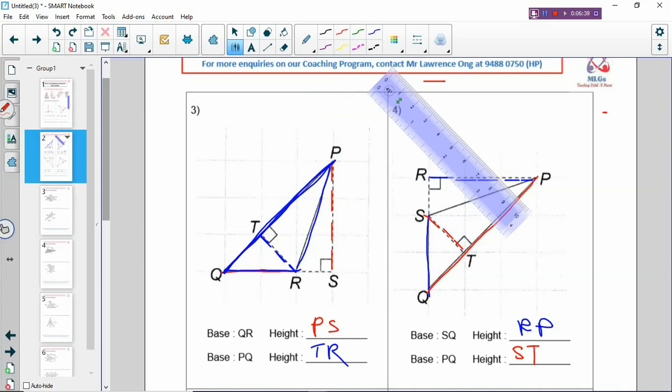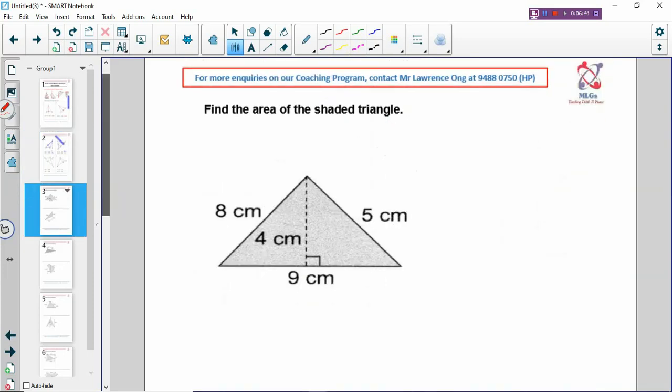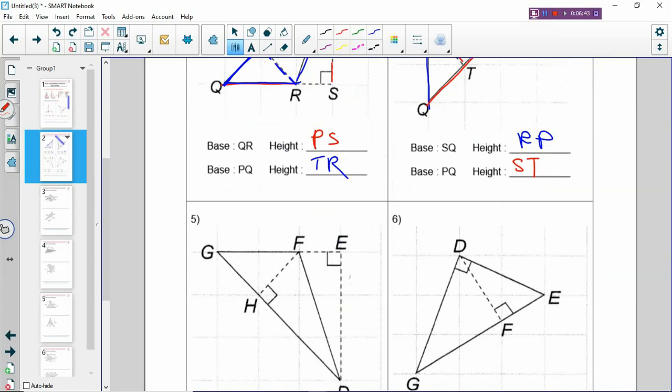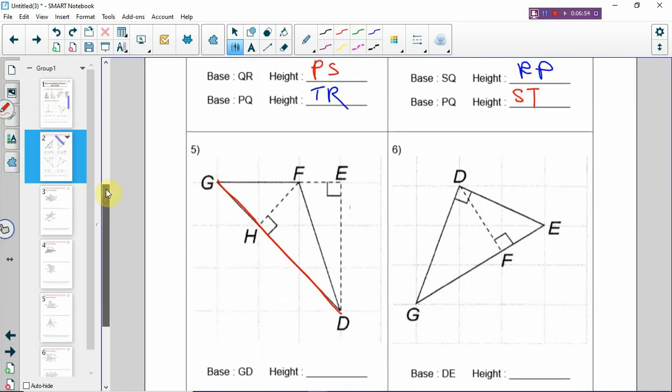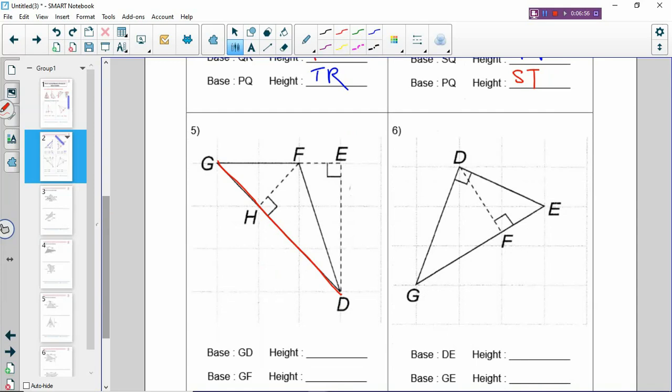Okay, now let's go to problems. Or is there any more? I think there's one more. Okay, there's some more below. Now GD is the base. So this is the base, which is one of the three sides of the triangle. So where is the height? Some of you can tell me the height must be over here. The height is your ED, and you are correct.